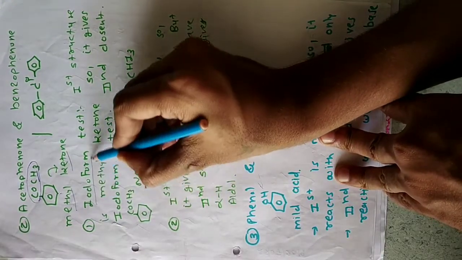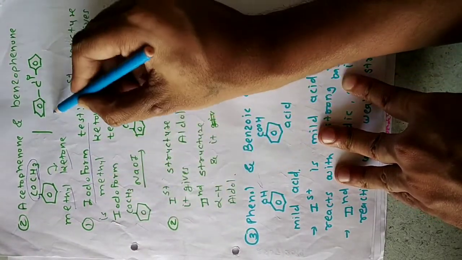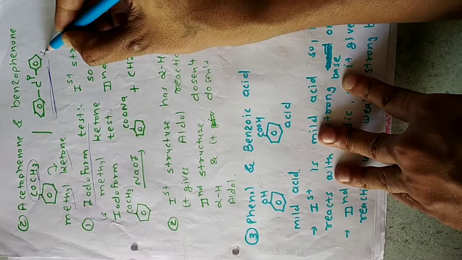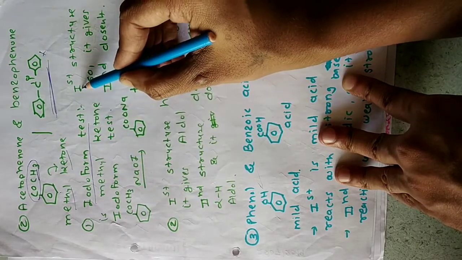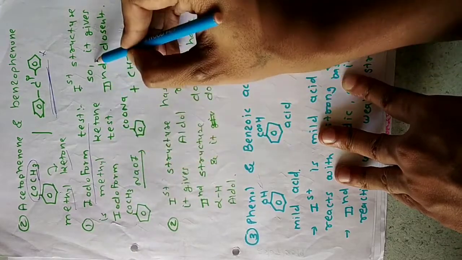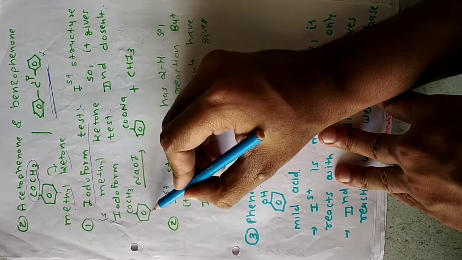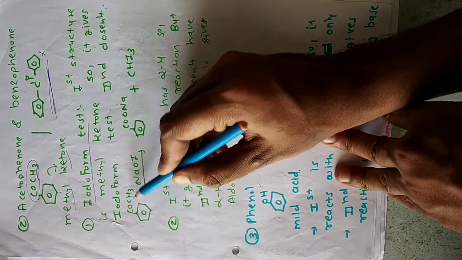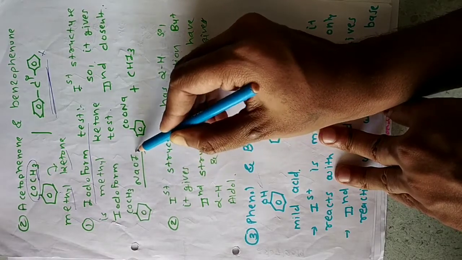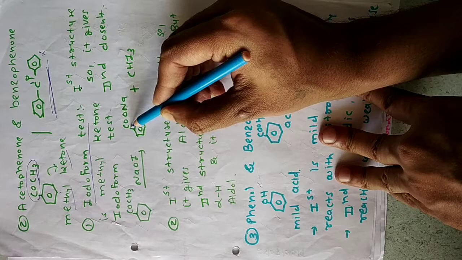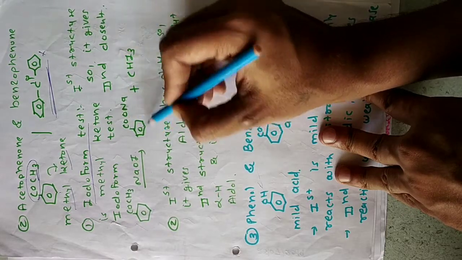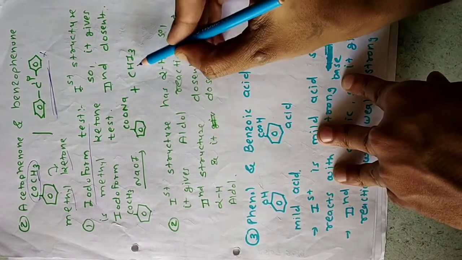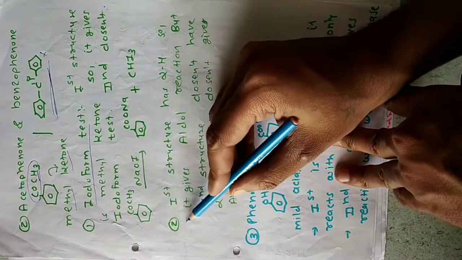So methyl ketones give the iodoform test, but this structure is not a methyl ketone, CH3 is not there, so it will not give the iodoform test. So here I have written that the first structure is a methyl ketone, so it gives the iodoform test, the second doesn't. Here's the reaction. This is acetophenone, benzene ring COCH3, when it reacts with NaOI, it gives sodium benzoate and iodoform.